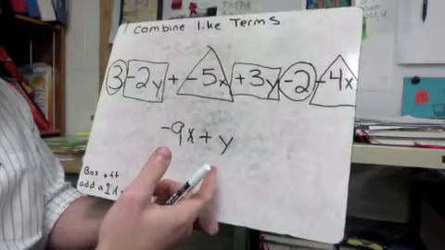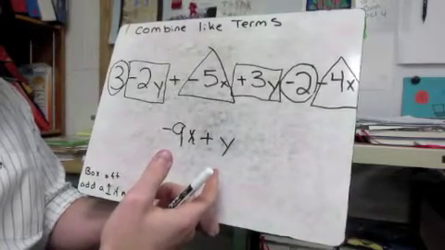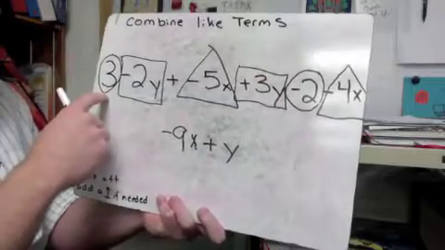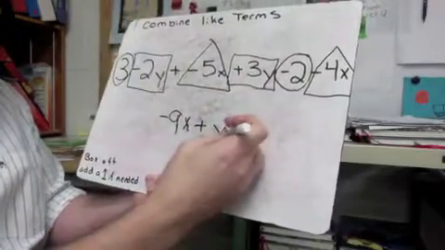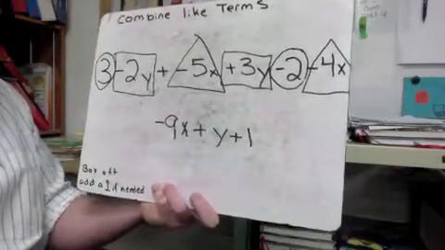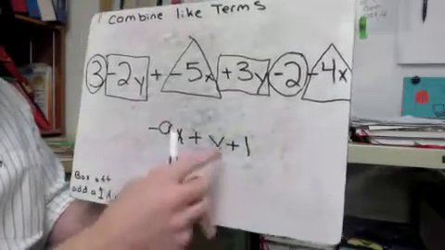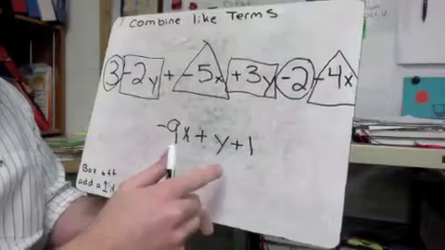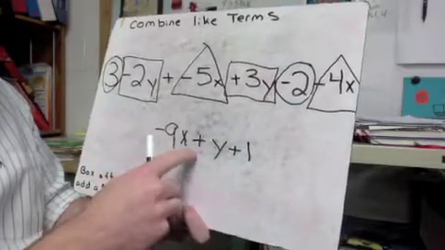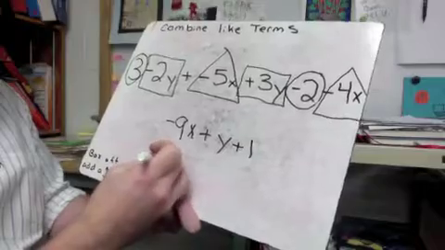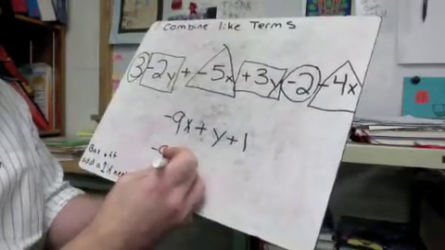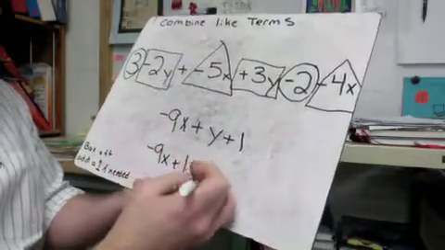And then I just have my regular numbers left. Looks like I have 3 and negative 2 would be positive 1. So positive 1 plus 1. Okay. Now if that was negative 1, I'd put minus 1. So here's my answer right here. I have negative 9x plus y plus 1. If you wanted to write it like this, I could write it negative 9x plus 1y plus 1.